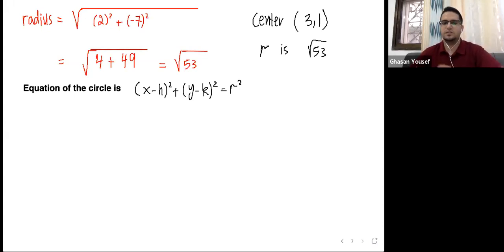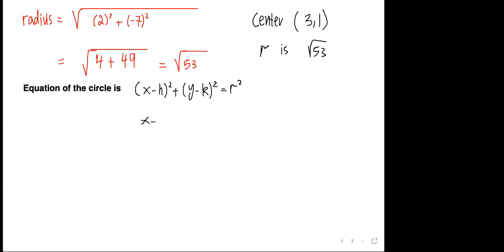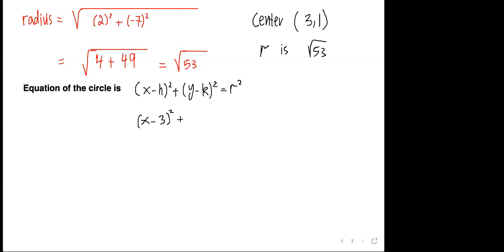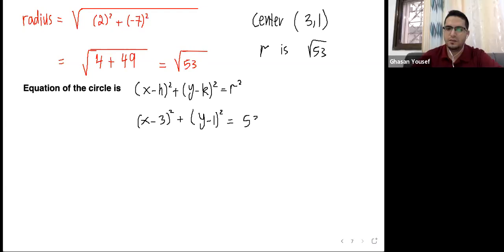Just plug inside the equation. (x minus 3) squared plus (y minus 1) squared equals 53. 53 without the radical. Why? Because we have a square, and the square with the radical will cancel out. So this is my equation of the circle for this example.